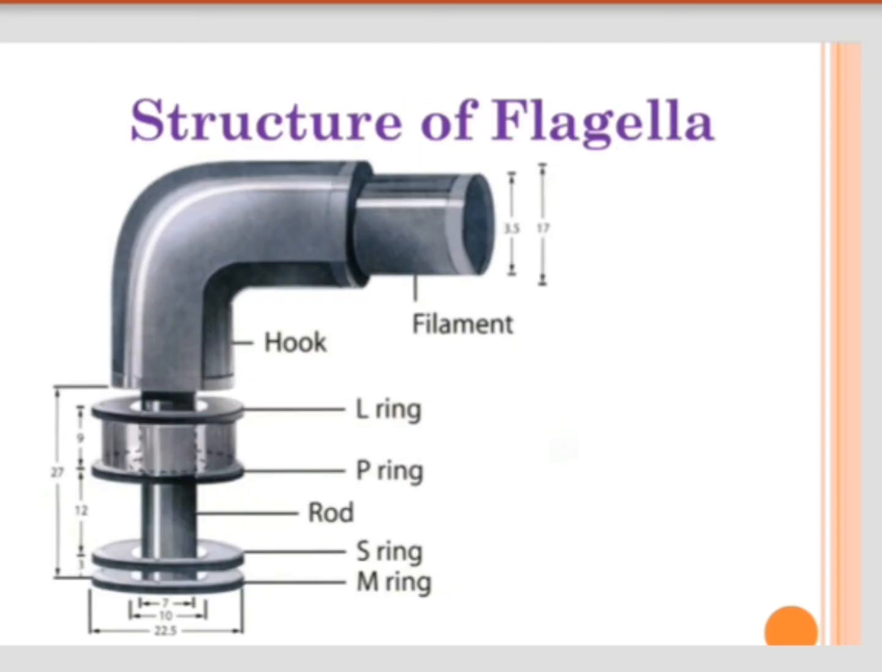Next is the structure of flagella. The basal body is shown with two types of rings, the innermost S and M rings and the outer L and P rings, and the hook which connects the basal body to the filament. It is a curved portion. Then at the tip of the hook we can see the filament. So this is the basic structure of a bacterial flagellum.